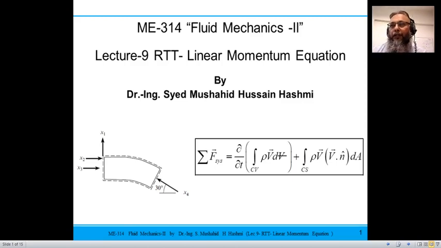This is lecture number 9 of the course ME314 Fluid Mechanics 2 and lecture number 3 of this week. In the previous lectures, we have derived the Reynolds transport theorem, and then we derived the equation of continuity using the Reynolds transport theorem. In the same connection, today we will derive a linear momentum equation using the Reynolds transport theorem.